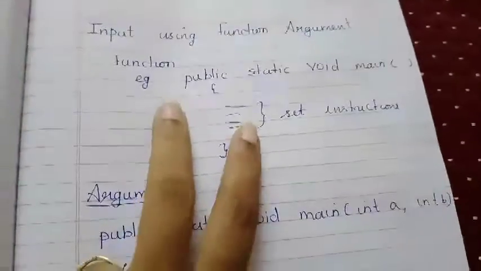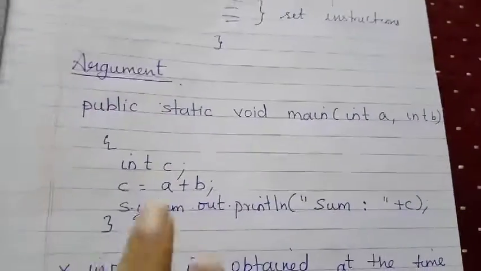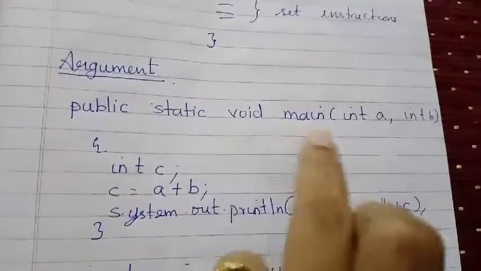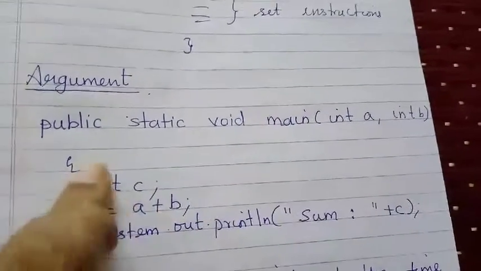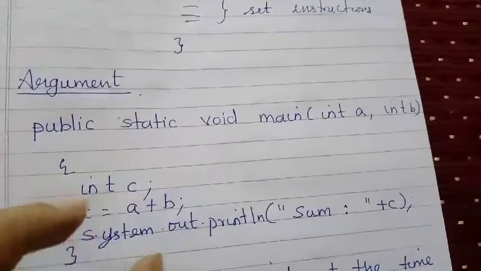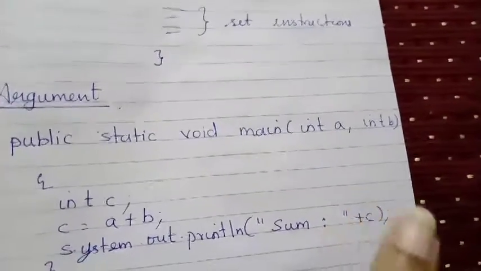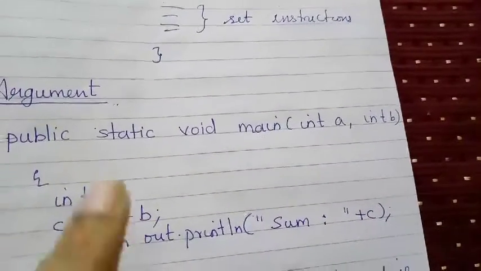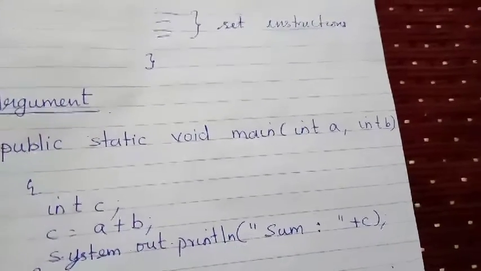So this is your function. Function means what? A set of instructions that is going to be done. See here, the set of instructions. Whenever this main function is executed, this set of instructions is going to be performed. That is, it is going to add these and display the sum. That is the work of this function. This particular operation is going to be performed. That is called your function.